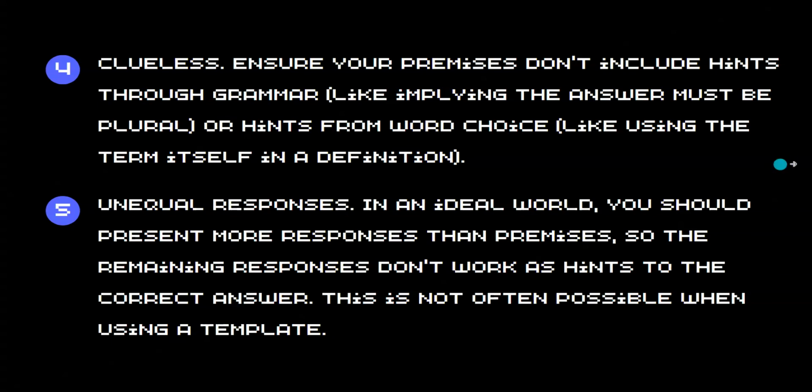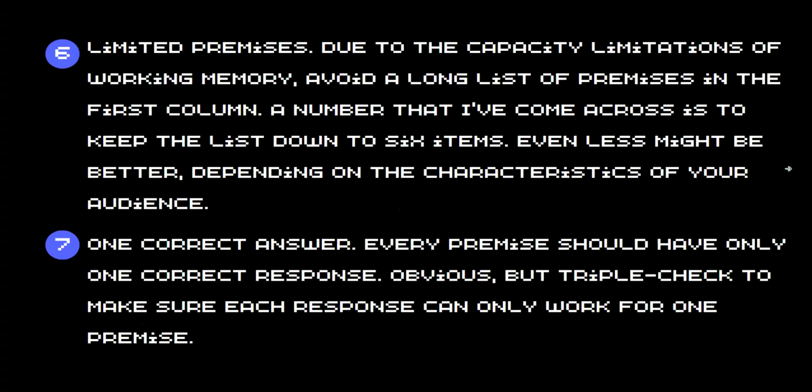Number 6. Limited response. Avoid long lists of premises in the first column. This is due to the capacity limitations of working memory. Even less might be better depending on the characteristics of the audience. Last is one correct answer. Every premise should have only one correct response. Always double check to make sure each response can only work for one premise.